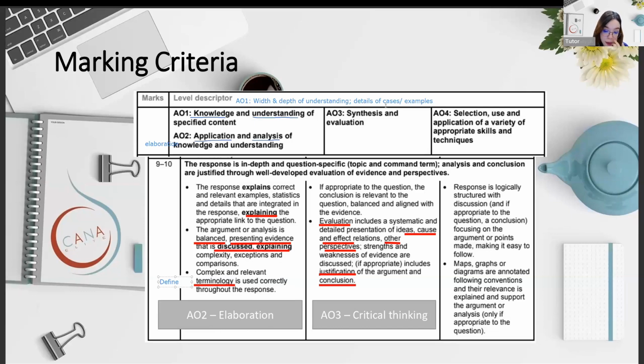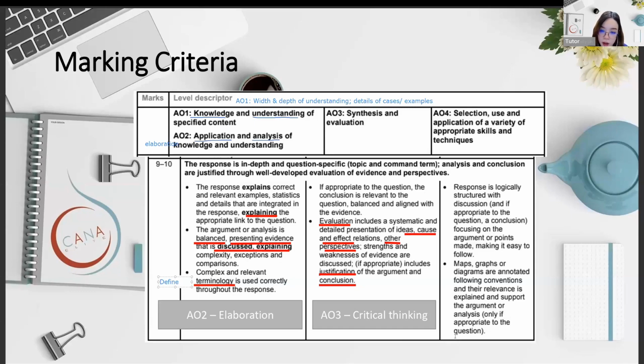And for AO3, it's about synthesis and evaluations. I would say it means something that demonstrates your critical thinking. If the command word is like "to what extent", then put forward a counter argument and try to show your stance, whether it's to a large or to a small extent and why, after you put two perspectives in your essay. Okay, so it's very important that you weigh a little bit which side is more significant or more important to demonstrate your critical thinking. So that's one thing.